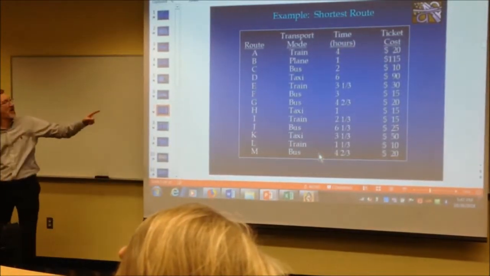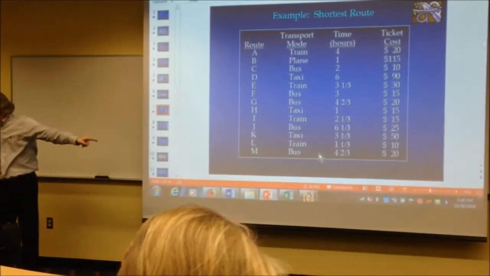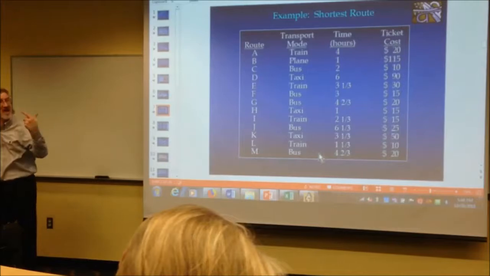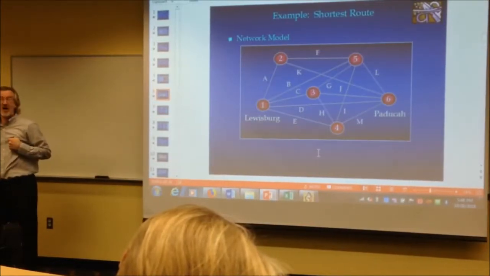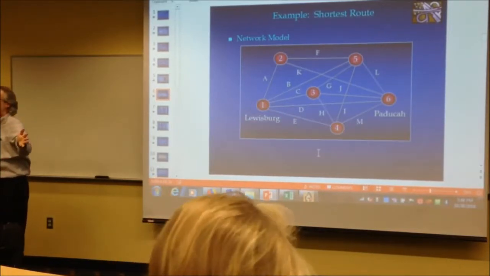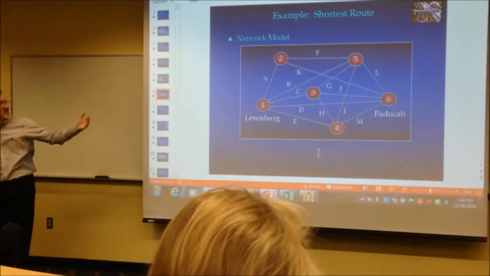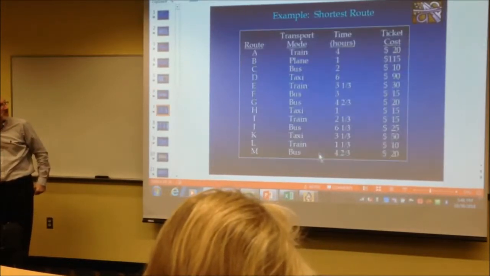For example, let's start with Route A. If you decide to put her on a train for a 4-hour ride, does it get her to the end? The train is Route A. Does it get her to the end, to Paducah? It doesn't. So there's more to it. Then you have to ask, well, what's in front of her now? It could be F, it could be K, so go down here.